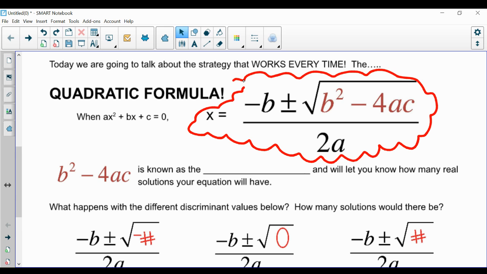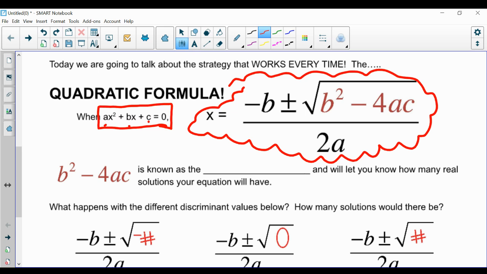So our quadratic formula is the opposite of b plus or minus the square root of b squared minus 4ac, all over 2a. Keep in mind that when you do this, you need to make sure that you have your quadratic in standard form and that it's set equal to 0 so that we can easily get the a value, the b value, and the c value.